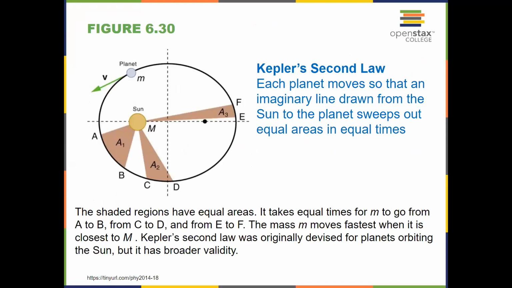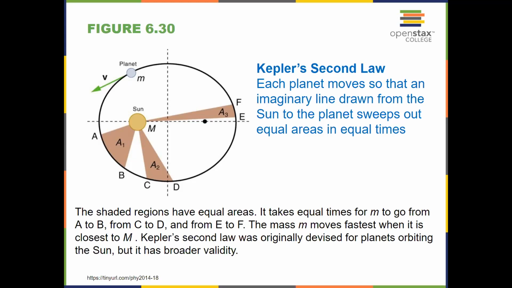The second law, Kepler's second law, says each planet moves so that the imaginary line drawn from the sun to the planet sweeps out equal areas in equal times. So over here, if the time is the same, then the imaginary line drawn from the planet to the sun will sweep the same area. If say within 1 day or say 1 hour, they'll be the same. So this is the 1 day here, or 1 hour here, and it will be the same as the area here.